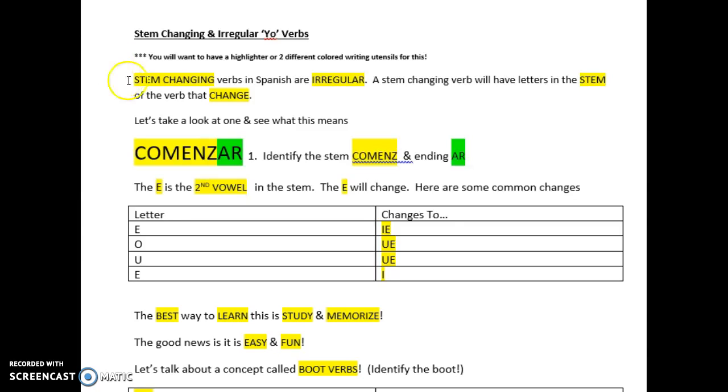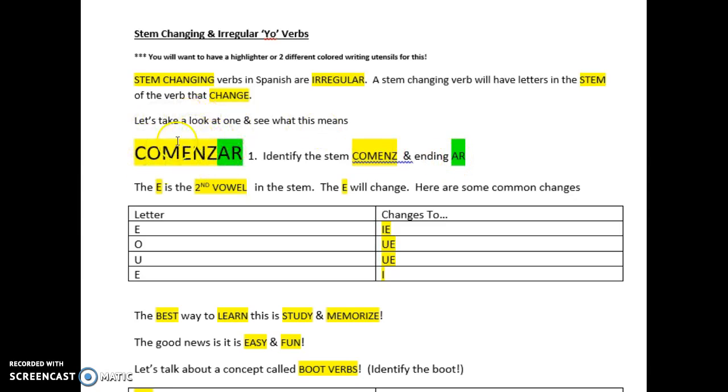Stem-changing verbs in Spanish are irregular. A stem-changing verb will have letters in the stem of the verb that will change. Let's take a look at one and see what this means. The verb we are going to look at is comenzar. You will want to highlight the stem of this verb yellow, that is comenz, C-O-M-E-N-Z, and the ending of the verb green. The ending is the AR. So we have identified the stem as comenz and the ending as AR.